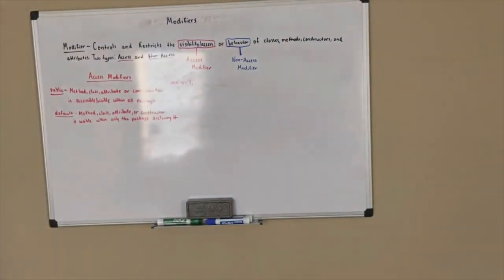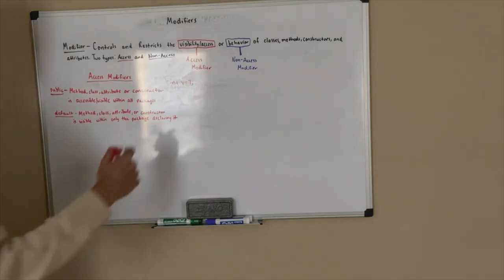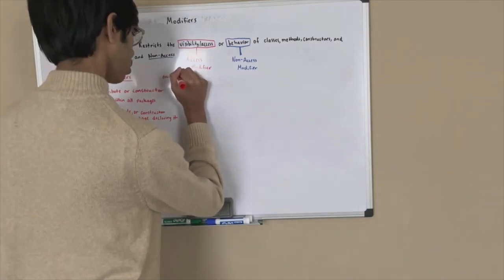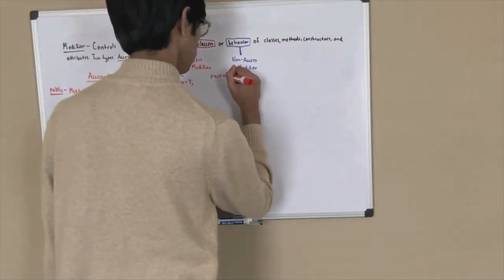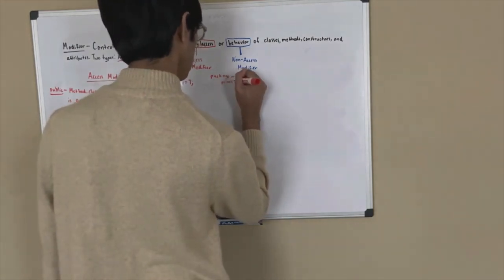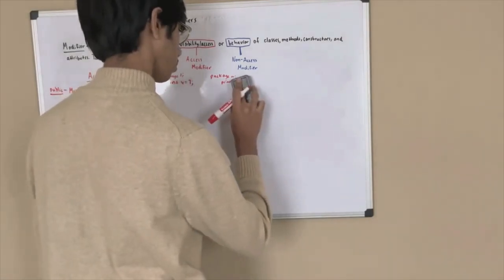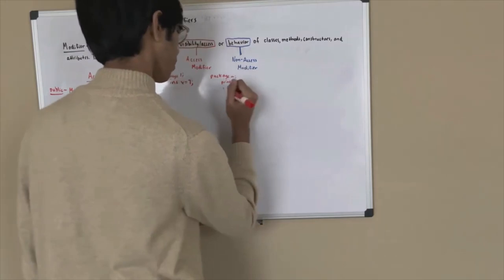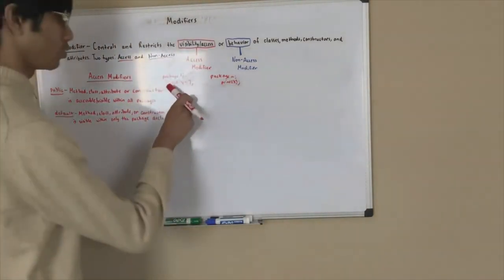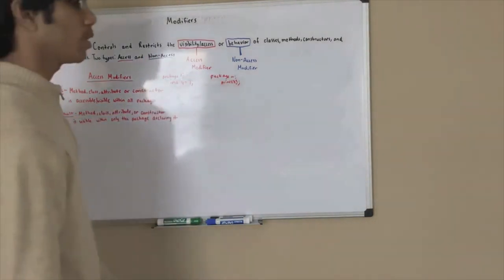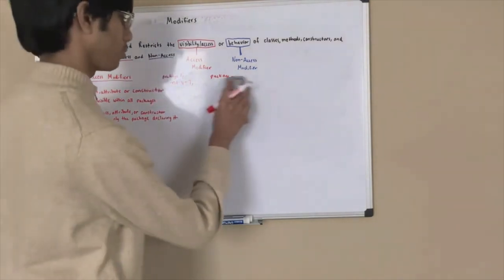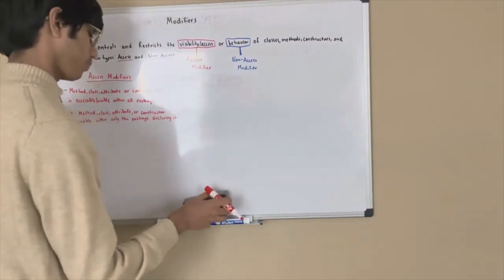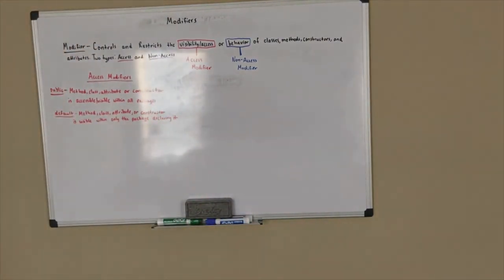So let me reiterate what I wrote. Default: the method, class, attribute, or constructor is visible within only the package declaring it. So if I had a package L, assume there's a class here, by the way, and I made an int x equals 7, and then I go to a package M and I print x, that's not going to work. And the reason that's not going to work is because our modifier is wrong. It's not visible. Package M will not be able to see what's defined in package L. If we made it public, it would work, but otherwise, it wouldn't. So that's how default works. The method, class, attribute, or constructor is visible only within the package that's declaring it.